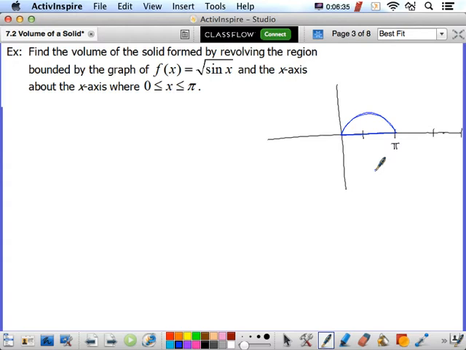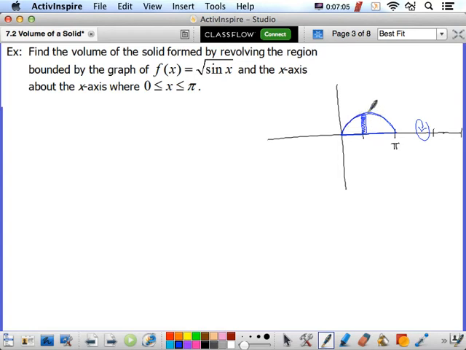And then it tells us to revolve it around what axis? The x-axis. So what we have here is a horizontal axis of revolution. And it's going to help you guys if you draw what we call a representative rectangle. You can draw it anywhere in there. I want to take this area and spin it this way.